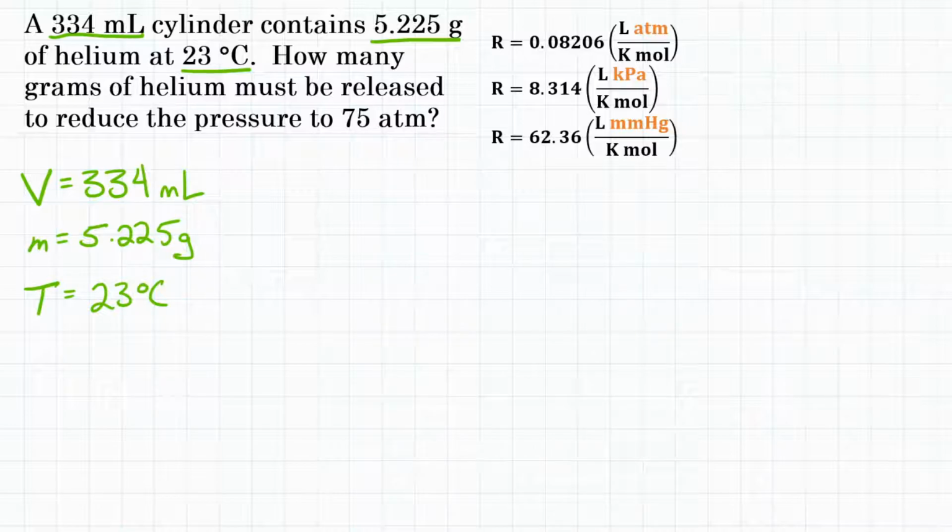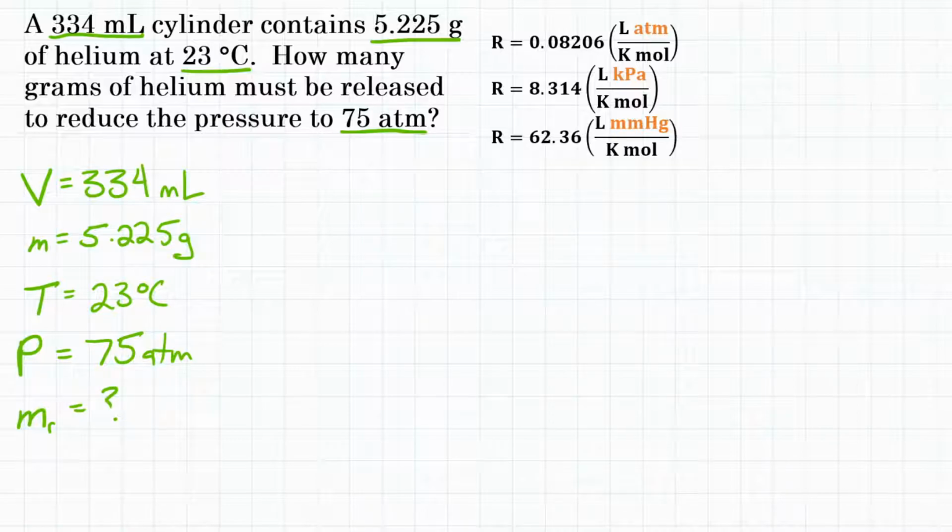How many grams of helium must be released to reduce the pressure to 75 atmospheres? So we have another value, 75 atmospheres. That is our pressure, 75 atm. And we want to know how many grams of helium must be released. So grams would be a mass, and we're going to do m sub r just to get the mass released. That is what we are looking for.